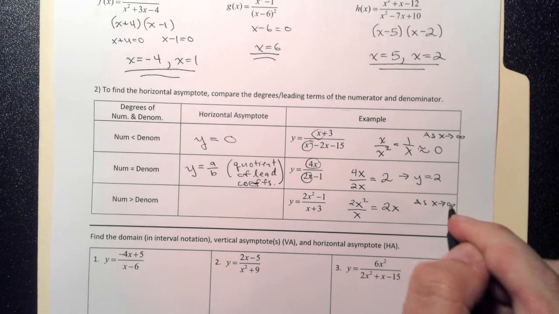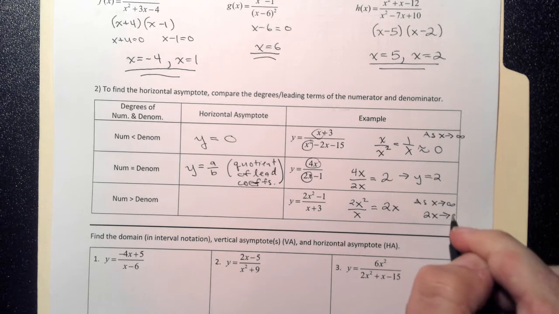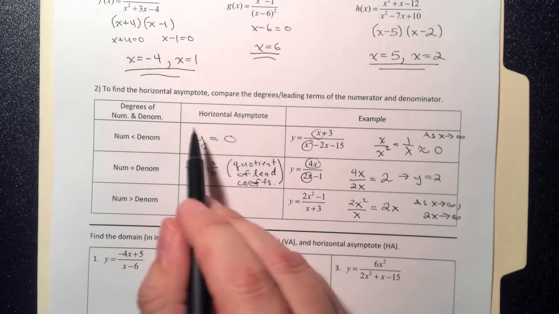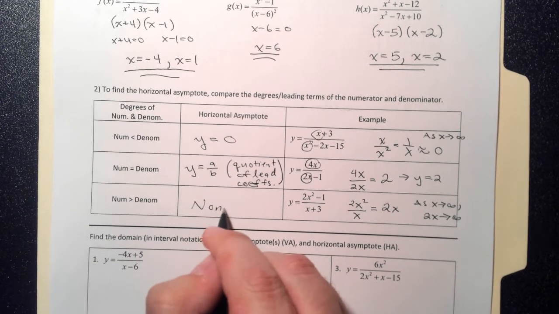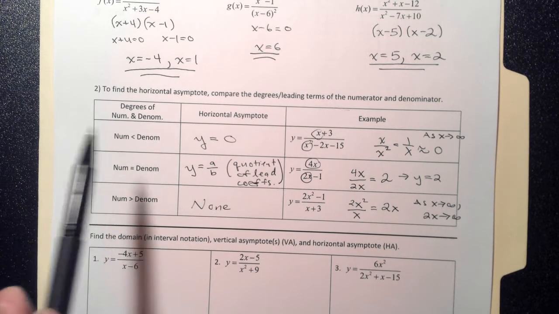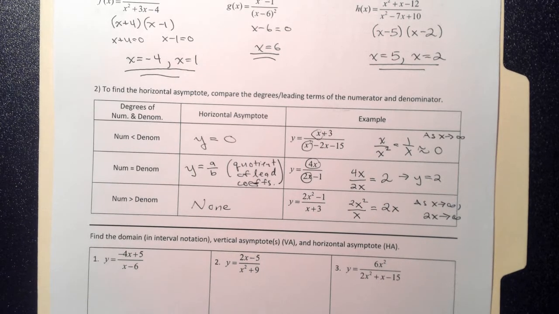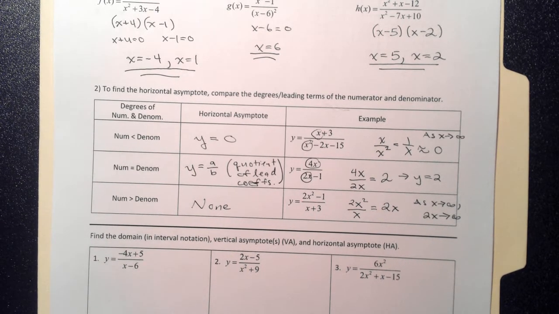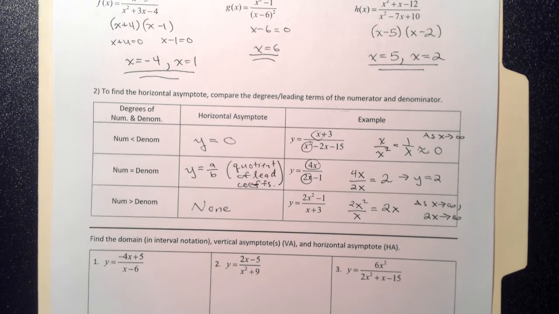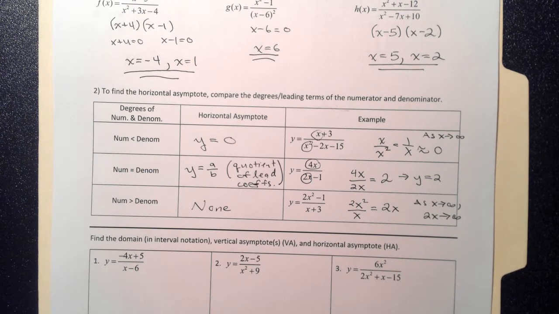As x approaches infinity, 2x also approaches infinity. Well, what does that tell me? In short, this tells me about the end behavior of this function, but for horizontal asymptote, there is none. So again, think carefully about this. When you're finding the horizontal asymptote of a function, you want to compare the degree and leading terms of the numerator and the denominator. Okay? Vertical asymptotes, you find the zeros of the denominator. Horizontal asymptotes, you're comparing the leading terms. All right, so let's take a look at some examples.